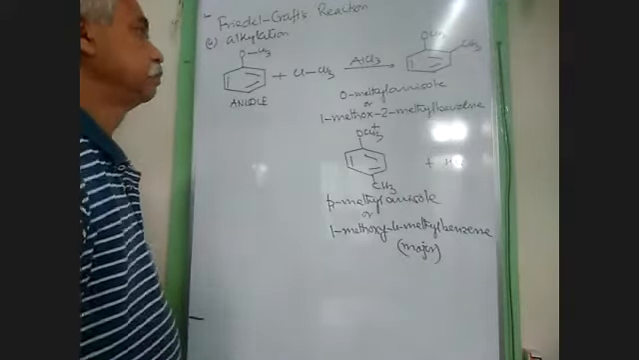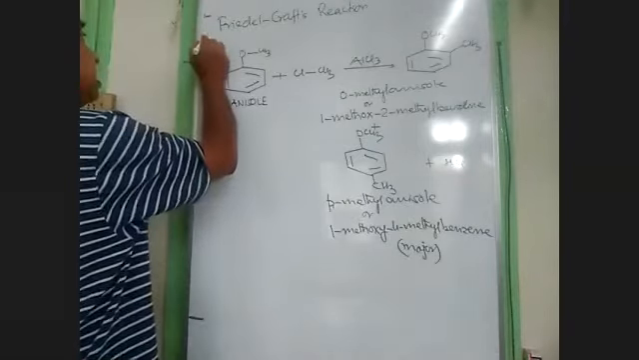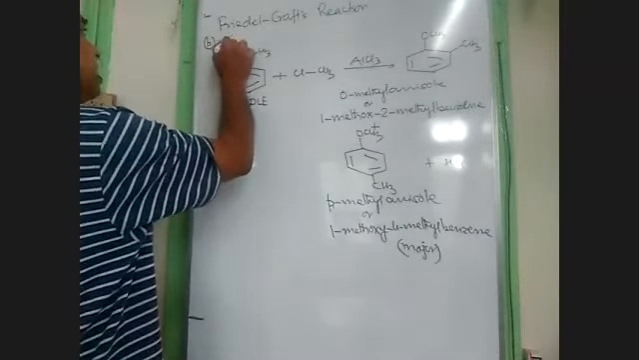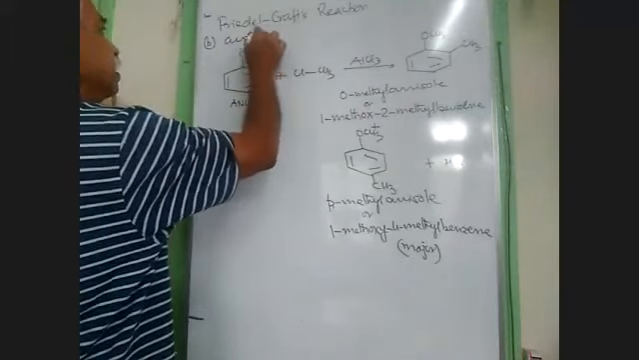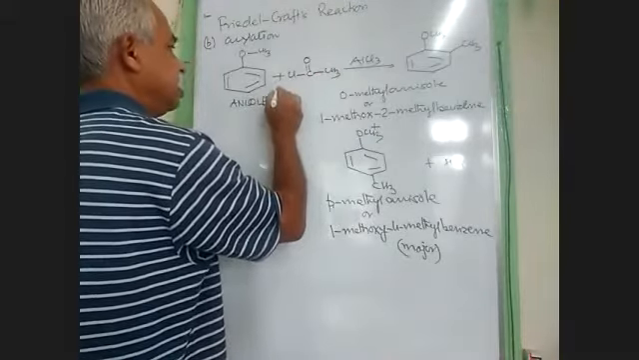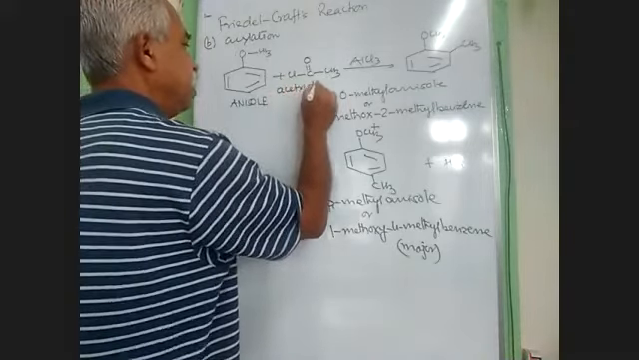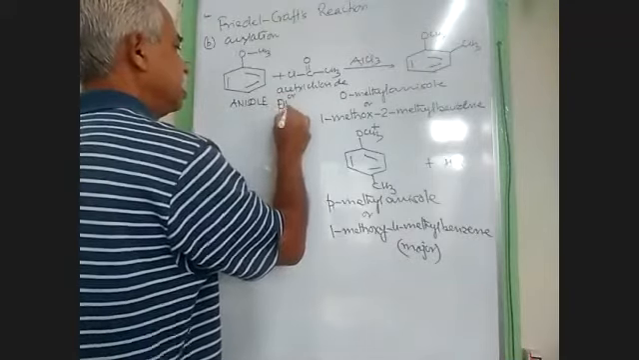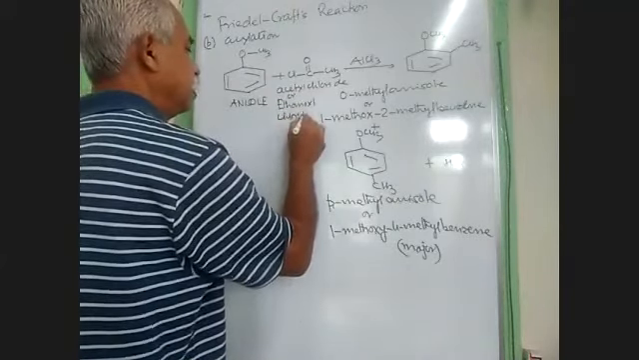Yes, sir. Right. Now we'll go for B, acylation. In acylation, we will take acid chlorides. So this will be Cl, CO, CH3. This specific name is acetyl chloride, and its IUPAC name is ethanoyl chloride.